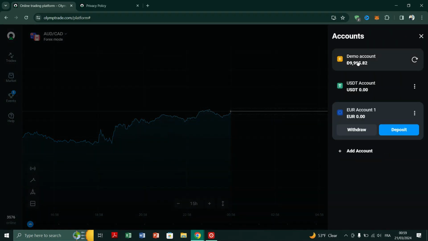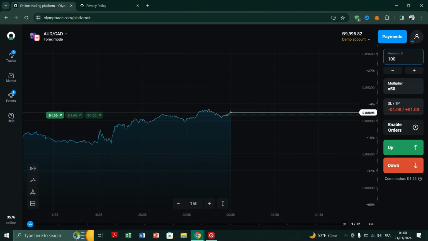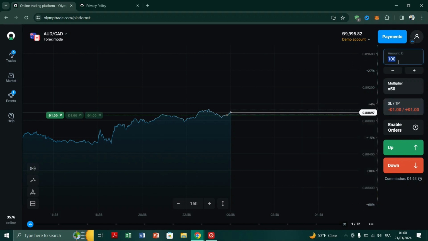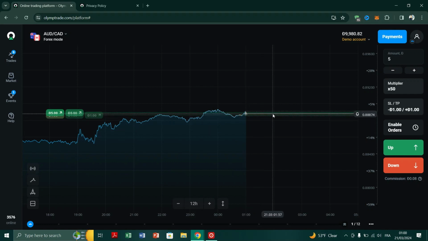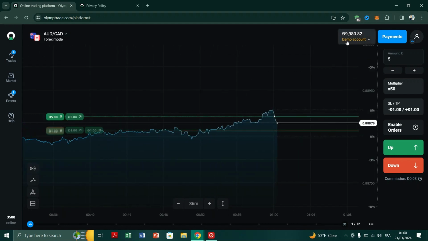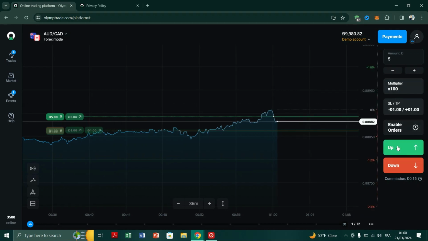1. Demo account. A demo account is perfect for beginners who are new to trading and want to familiarize themselves with the platform. It provides a risk-free environment for practicing trading strategies and learning how to execute trades without risking real money. You are given a virtual balance that simulates real market conditions, allowing you to test different trading strategies and techniques. And since you're not trading with real funds, there is no risk of losing money. It's a safe way to gain confidence and experience in trading.